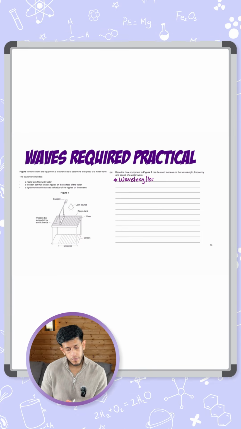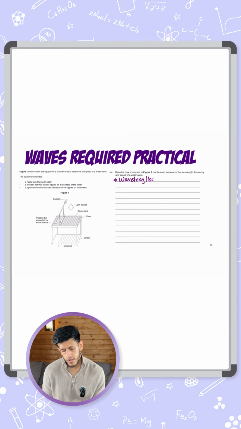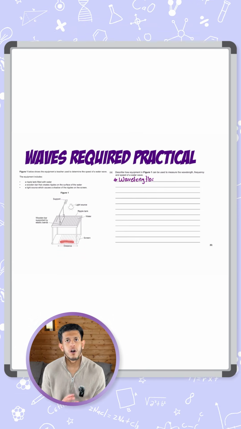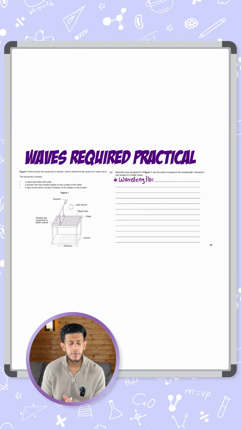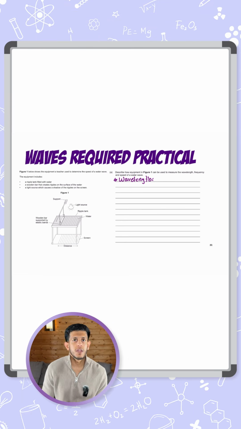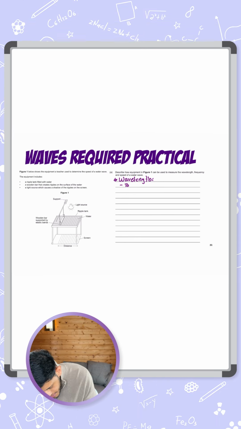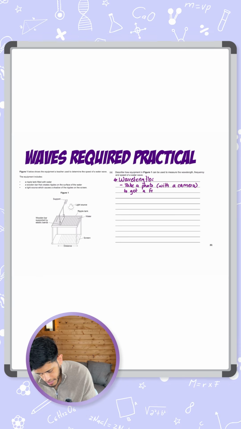A good way to do this will be to take a screenshot of the screen at a particular time, because if we don't, the waves are constantly going to be moving across and it's going to be hard to get a read on it. So what we would want to do is take a photo to kind of freeze the image, and then we can count the number of wavefronts and then find the wavelength from there. So let's say take a photo with a camera to get a frozen image of the screen.